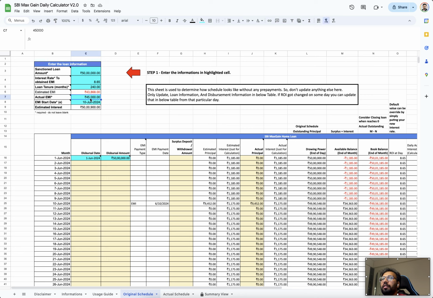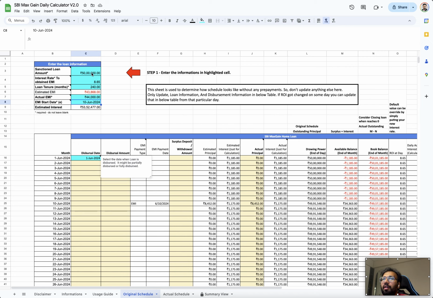But then there is an actual EMI. Sometimes what happens, bank will give you some near about figure for the EMI. So this is going to be your actual EMI. Okay, or maybe we can say 44,000 as well. And EMI start date. So this is the date when your EMI is going to start. So these are the key information, right?